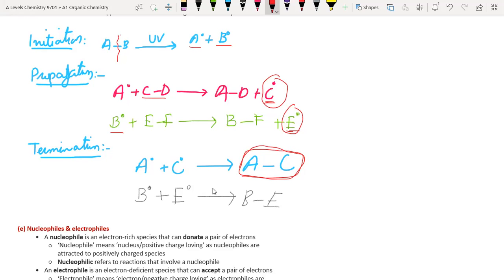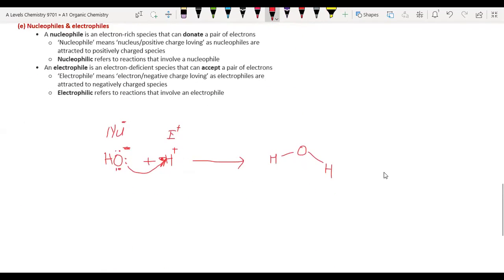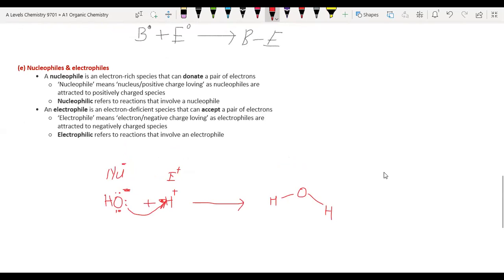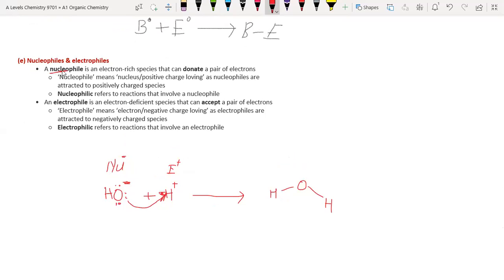This is called termination. Our next terminology of the lesson is nucleophile and electrophile. Nucleophile: nucleo means nucleus, and phile or philic means loving. Nucleus loving means it is positive charge loving. As positive charge is in the nucleus, we call this nucleophilic.